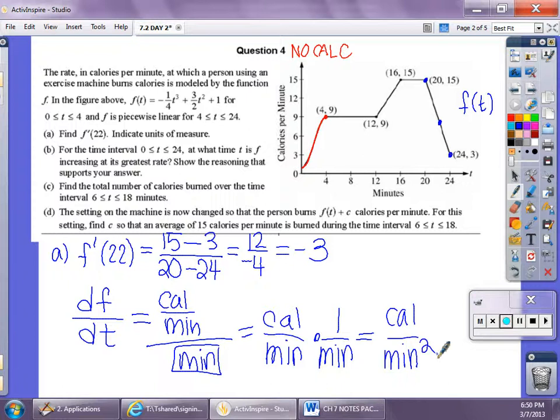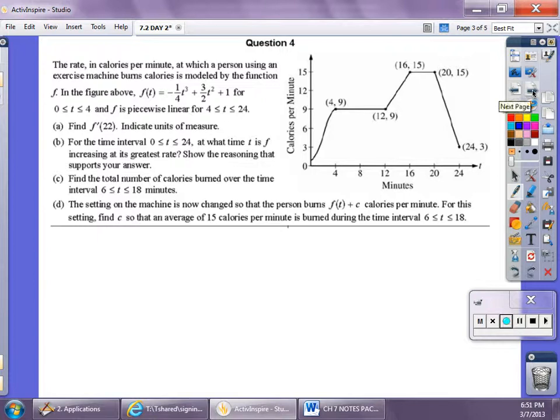Let's look at part B. I think part B is always a little bit confusing. Part B says, for the time interval from 0 to 24, at what time t is f increasing at its greatest rate? So not only do we know it's increasing, we want the increasing to be the greatest rate. Well, f increasing, that's the function, and we want its greatest. So that's how I can tell I'm supposed to maximize f prime, which is very interesting.